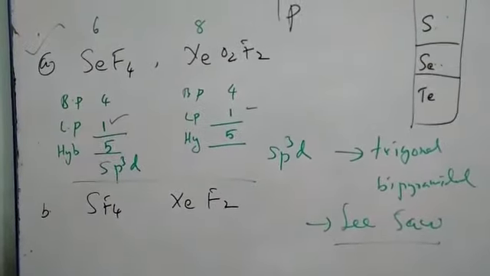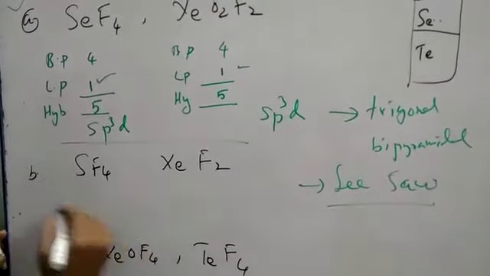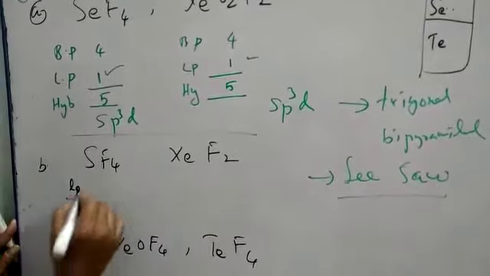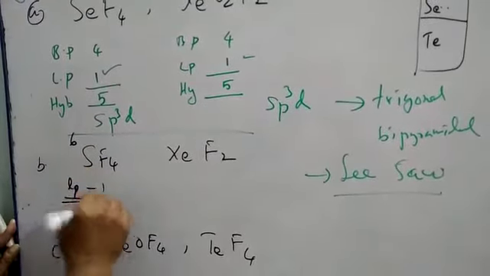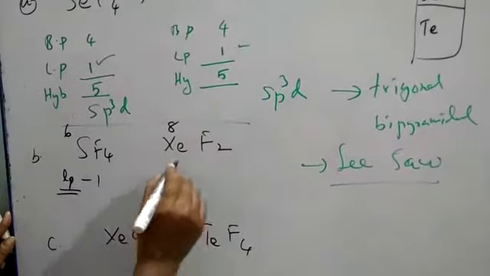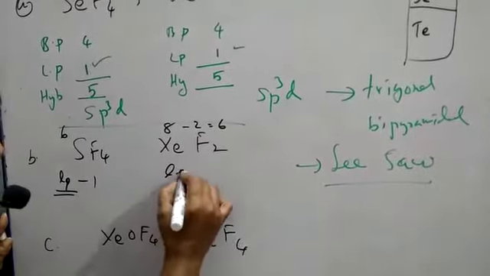Suppose it is not this one, of course you can go and find out. For each one I will do with the lone pair. Let me start with the lone pair. How many sulfur electrons? 6. How many consumed? 4. Remaining how much? Lone pair is 1. Here how many valence electrons? 8. How many consumed? 8 minus 2, 6.